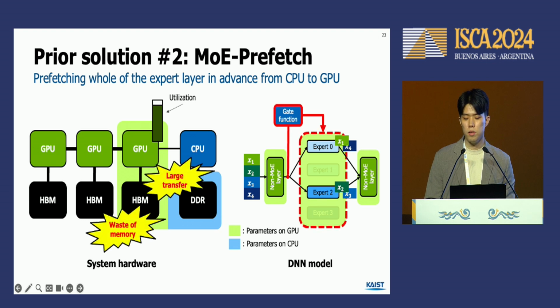However, since the gate function selects which expert to activate right before its execution, there's no way but to prefetch the whole expert layer from CPU to GPU in advance. Prefetching the whole expert layer requires a large amount of data transfer between CPU and GPU, and occupies a large amount of GPU memory, even though most of the experts will not be utilized.